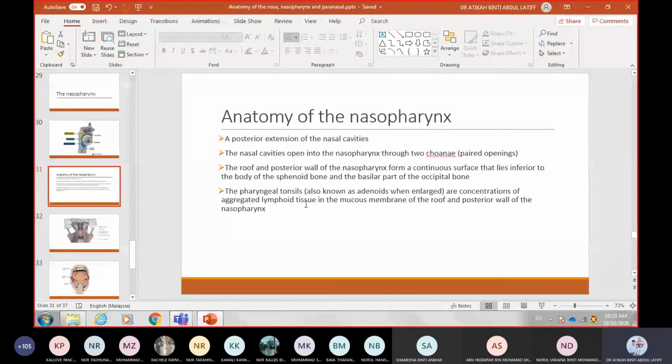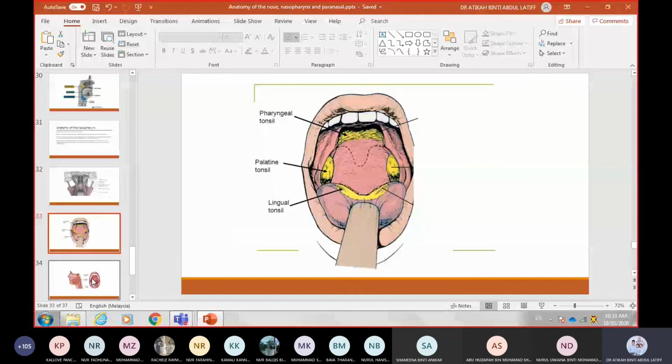Also, you can find pharyngeal tonsils inside the nasopharynx. I think that's the only structure you can find there. If you see here in this picture, we have three types of tonsils. The pharyngeal tonsils are at the back of your nasal cavity. Only if it is enlarged, it will come down and you can view it from this angle during an examination.